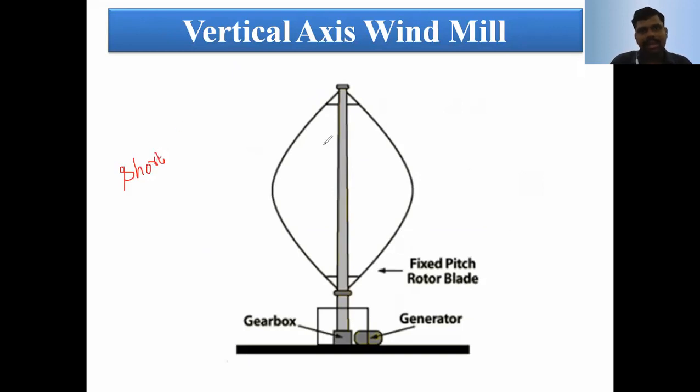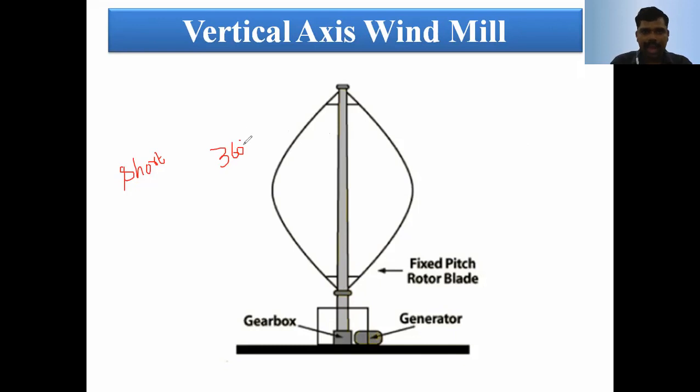The vertical axis windmill can be constructed at any place, but for the horizontal axis windmill, we need to measure the wind velocity, and the wind speed should be 6 to 15 meters per second. In the vertical axis windmill, we can place it anywhere and the structure is short. The vertical axis windmill rotates in a 360 direction, either clockwise or anti-clockwise.